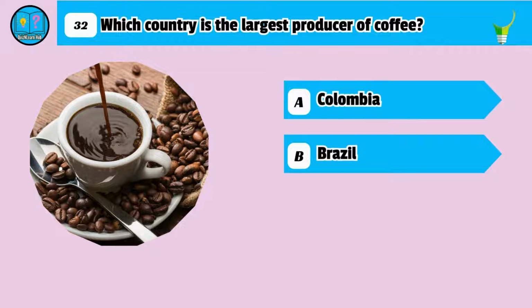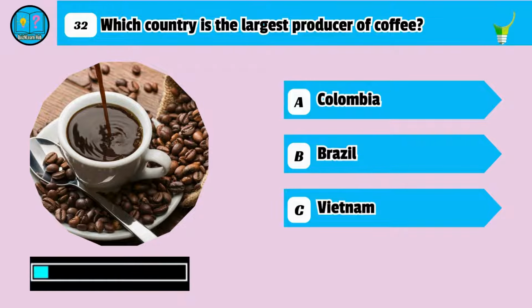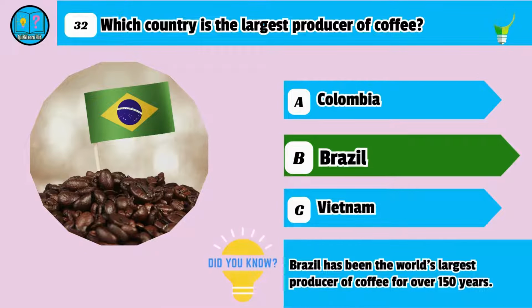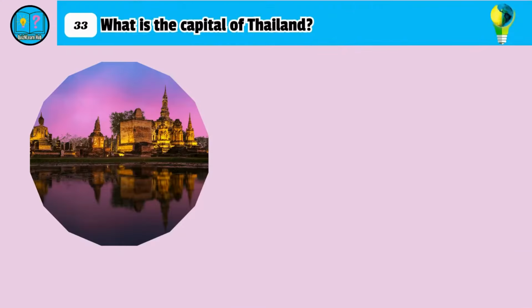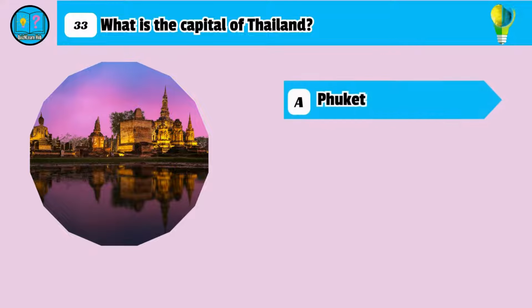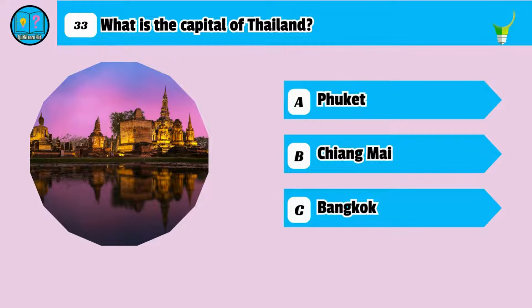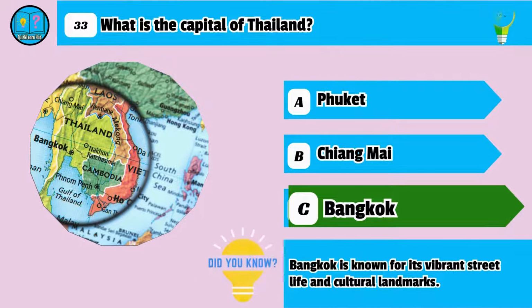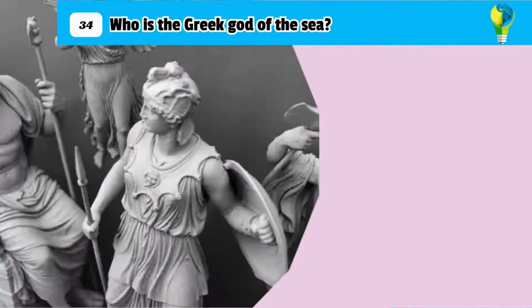Colombia, Brazil, Vietnam. Brazil has been the world's largest producer of coffee for over 150 years. 33. What is the capital of Thailand? Phuket, Chiang Mai, Bangkok. Bangkok. Bangkok is known for its vibrant street life and cultural landmarks.